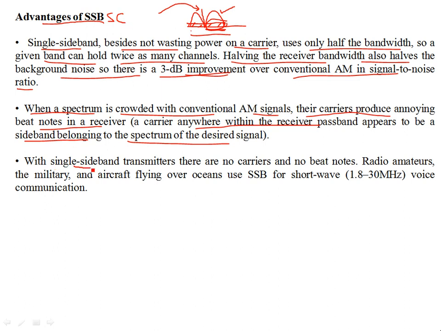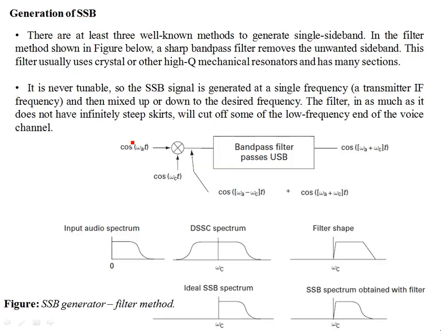So with single sideband transmitters, there are no carriers, and since there are no beats, radio amateurs and military aircraft flying over oceans use single sideband. They use single sideband for radio communication over short waves, for frequencies of 1.8 to 30 megahertz, for voice communications, for these reasons, right?